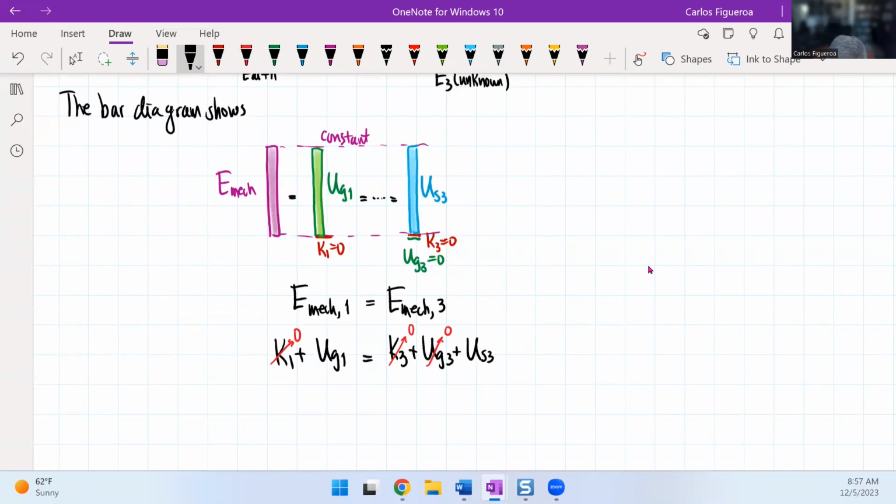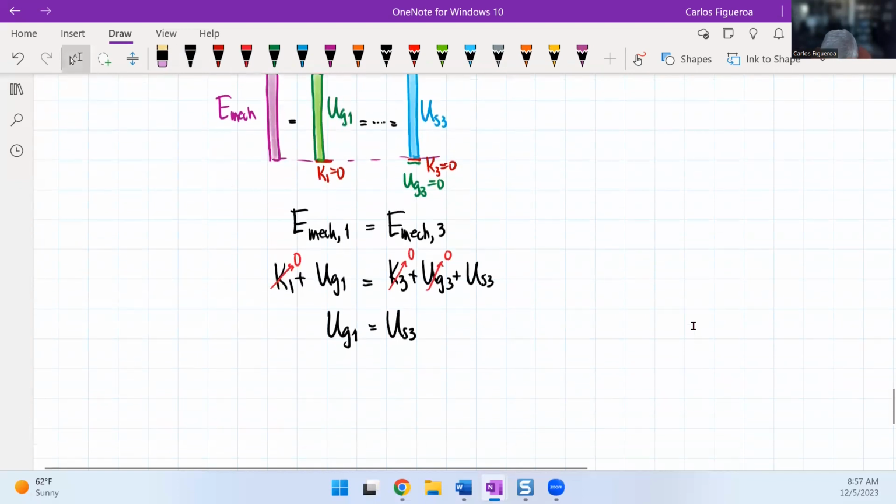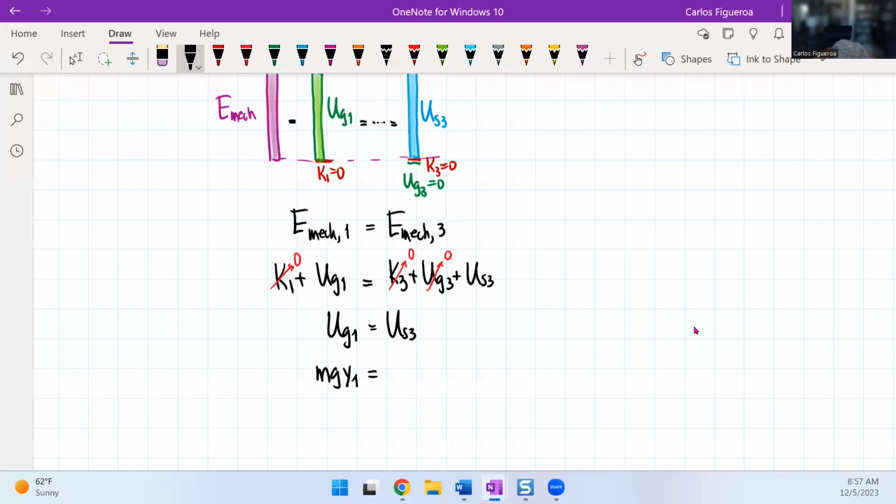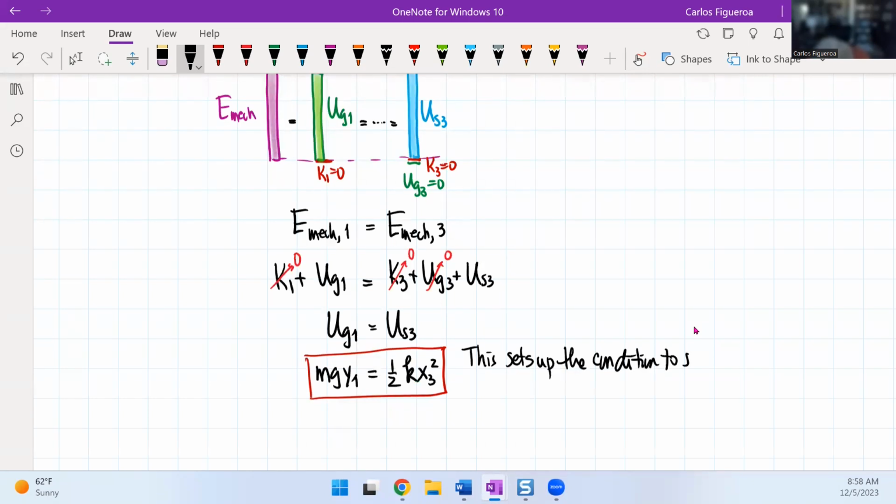So if I had drawn a bar diagram, I could immediately have gone to this guy right here. And then if I write the equation out, this will be mg y1 equals 1/2 k times the compression x squared. This is the equation. This sets up the condition to solve for x3.